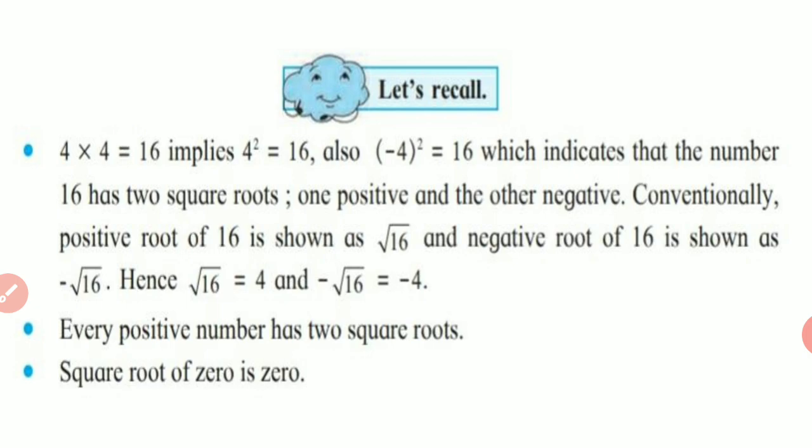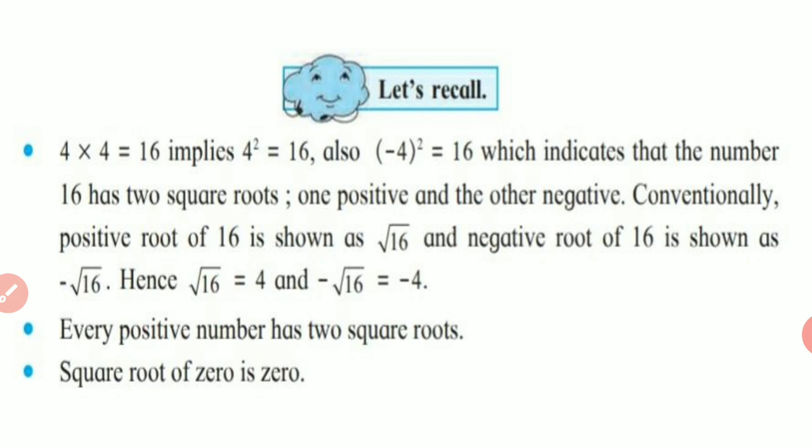Now let us recall: 4 into 4 is equal to 16, which implies that 4 square is equal to 16. Also, minus 4 bracket square is equal to 16, which indicates that the number 16 has two square roots, one positive and the other negative.